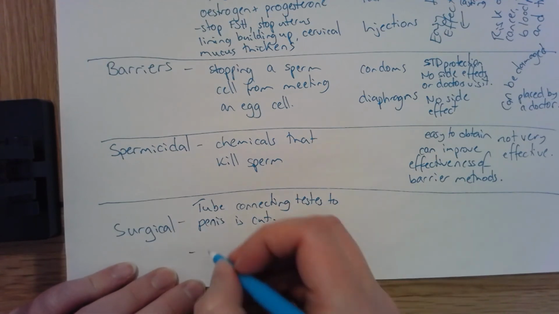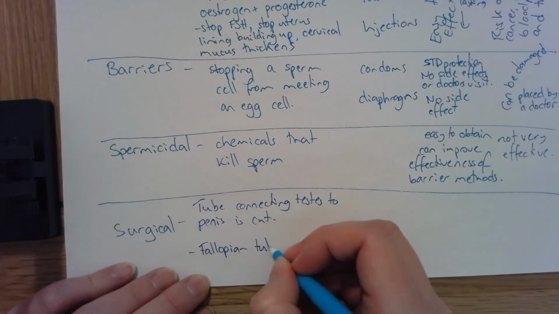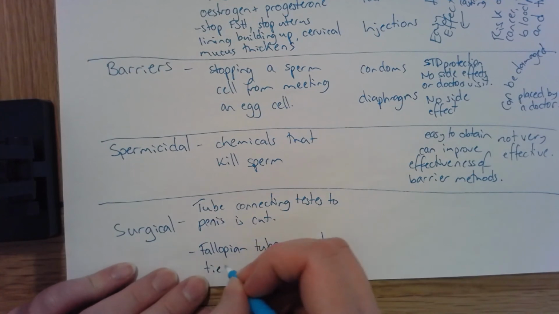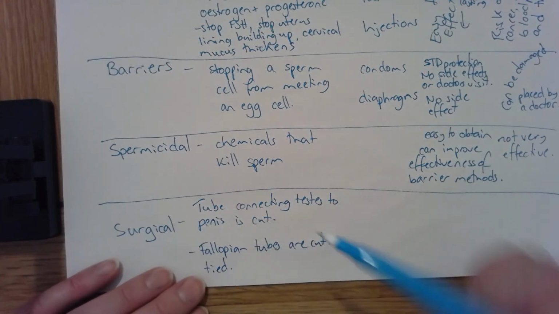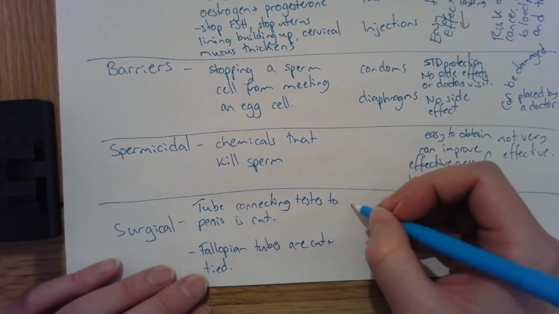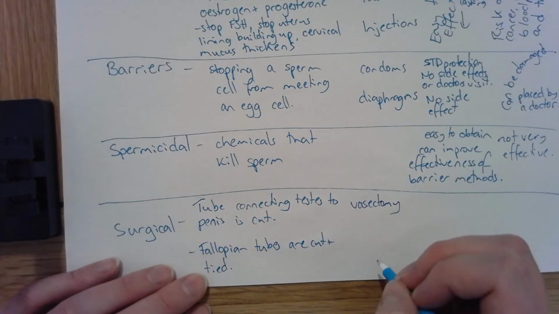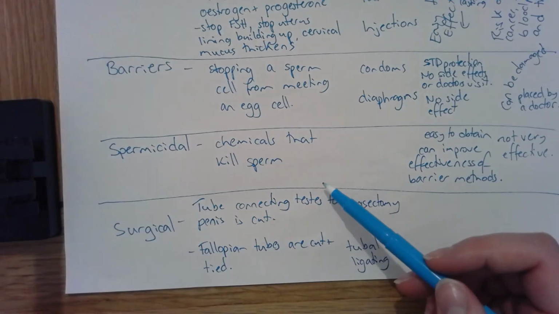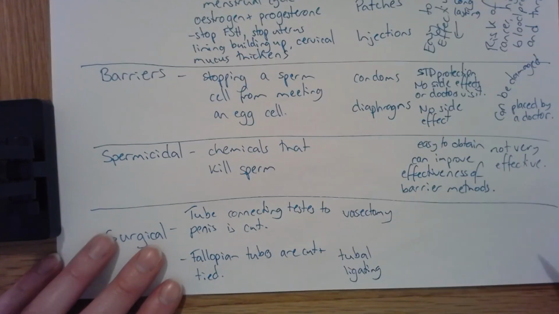Or if it's happening in a woman, the fallopian tubes are cut and tied. And so the developing egg can't get from the ovaries into the uterus, so a sperm can't get to them, and she can't get pregnant. This one is called a vasectomy. And this one is called tubal ligation or tube tying, but they can also be known as male sterilization and female sterilization.